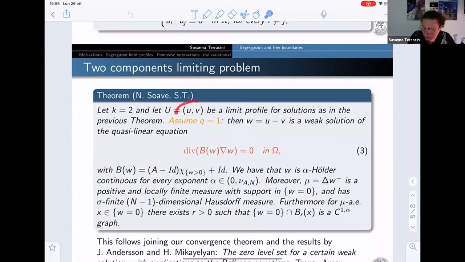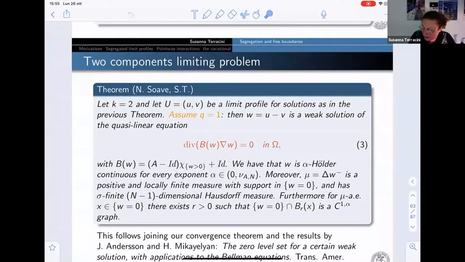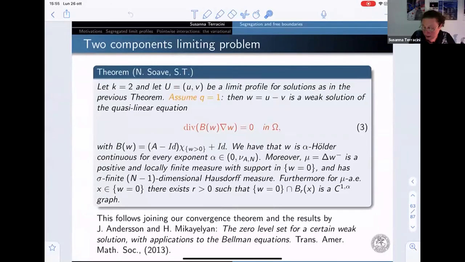In this quadratic case with symmetric coefficients, let's take only two components. And let's look at the difference between the two. Well, in this case, the difference solves in a weak sense a quasi-linear equation where beta of W is just a matrix that switches from one matrix to another when W changes sign. Okay.